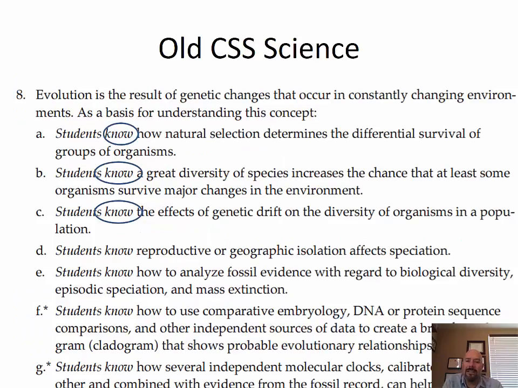If we move to the science standards, and I think these are laid out in an even more obvious way, here are the old high school evolution standards, standard 8. You can see that in each of these, it begins with "students know." Again, this goes to show you that the old standards are really geared towards just knowing things and memorizing things and identifying things and describing things.